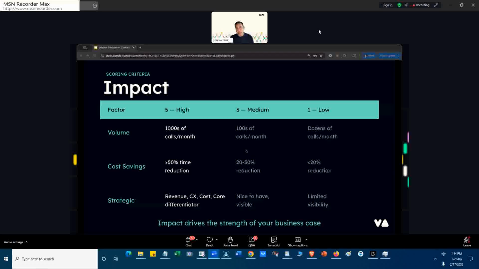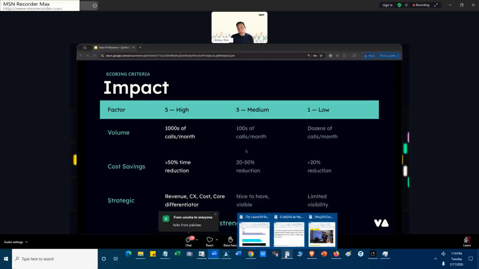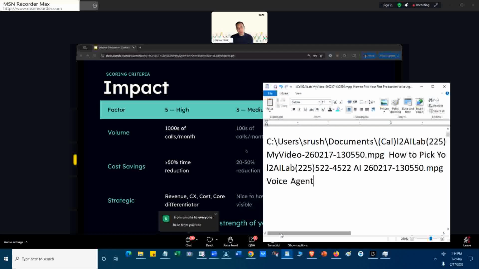And the last one is strategic value, which is probably the most important. Here you want to look at what's a core differentiator for that customer. And if the voice agent and the automations are part of the core for that company, very strategic, then it's high strategic value.